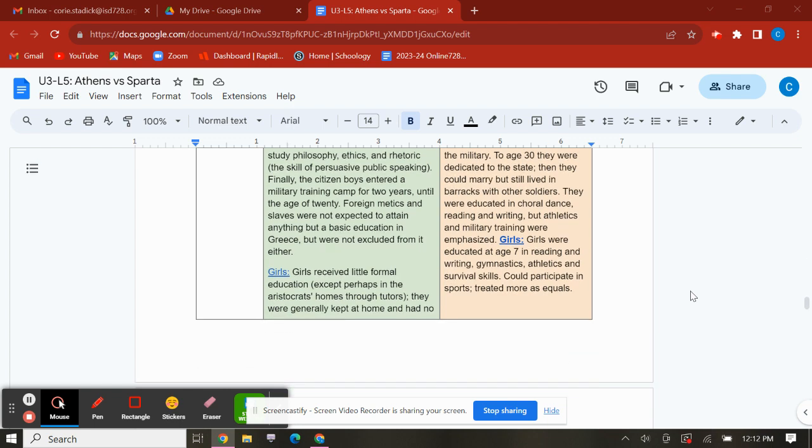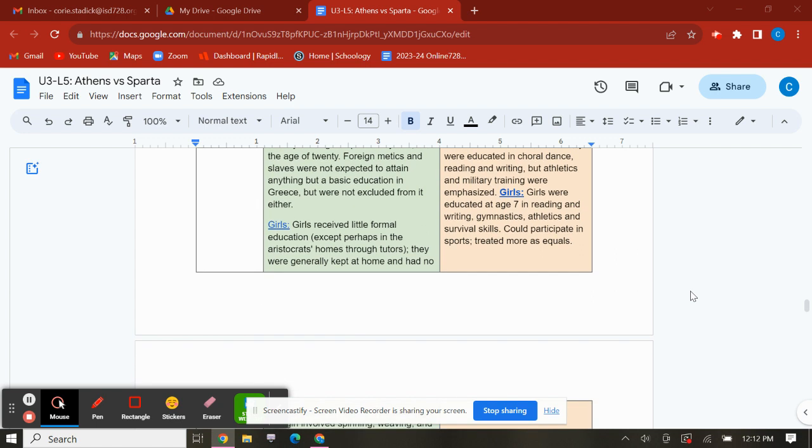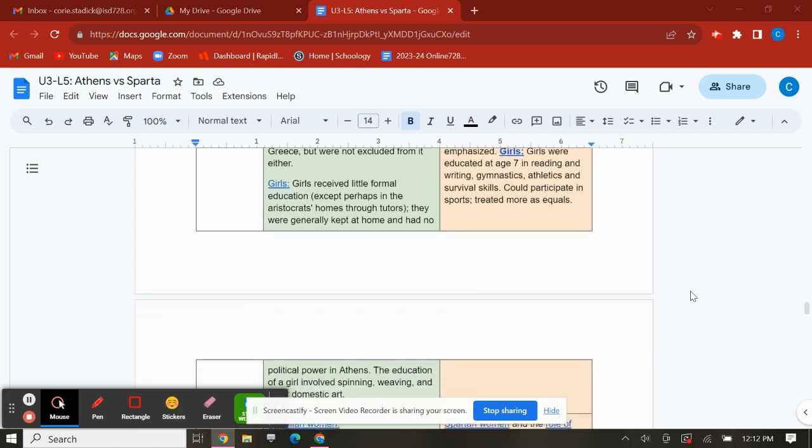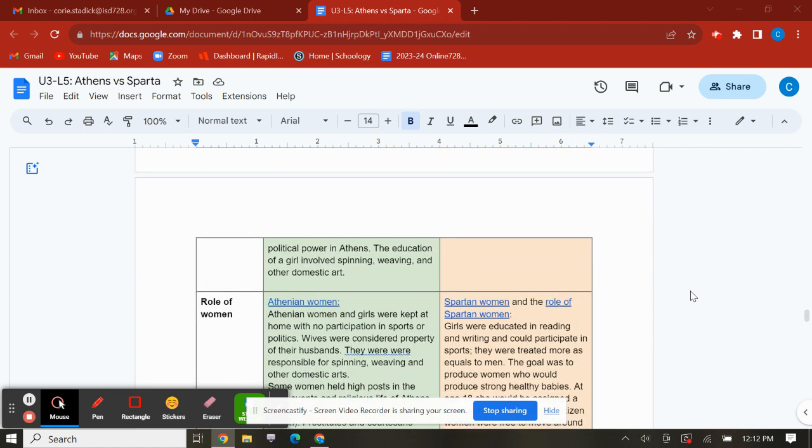Spartan girls. Girls were educated at age 7 in reading and writing, gymnastics, athletics, and survival skills, could participate in sports and were treated more as equals.